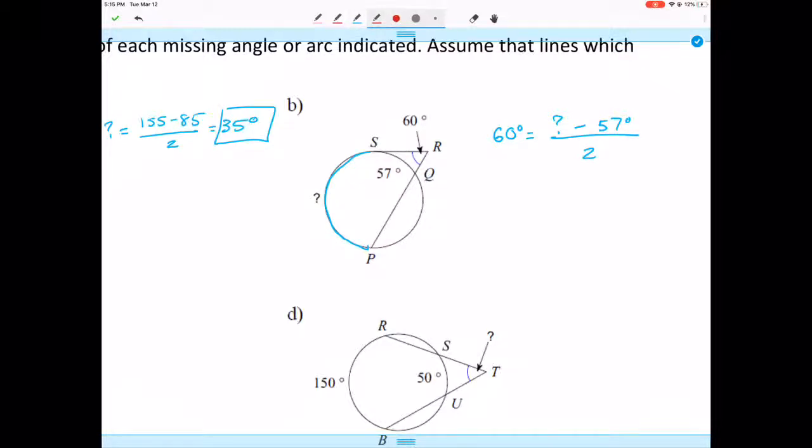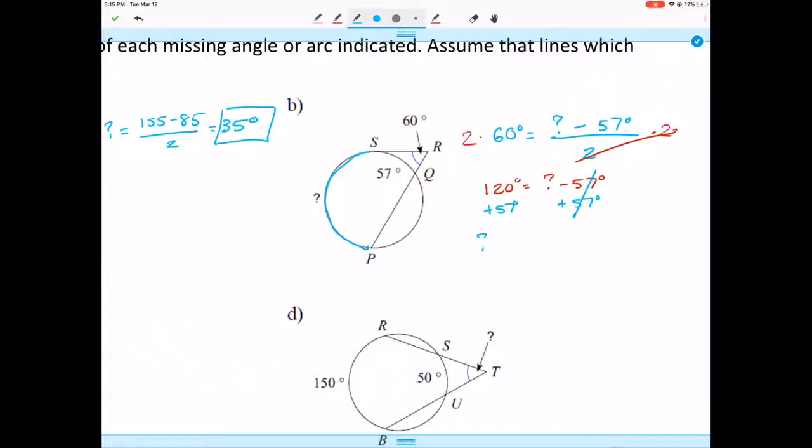Okay, so here we can multiply both sides by 2. That cancels out, we get 120 degrees equals question mark minus 57 degrees. And then we would just add 57 to both sides. That would cancel, and we would end up getting our question mark is equal to 177 degrees.